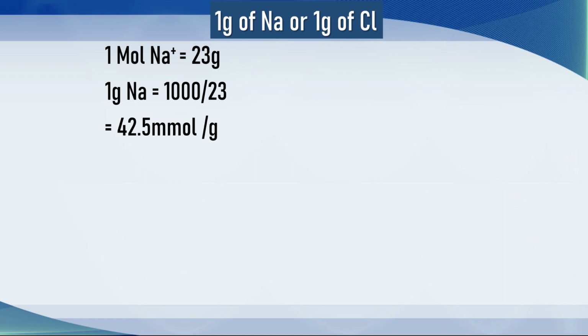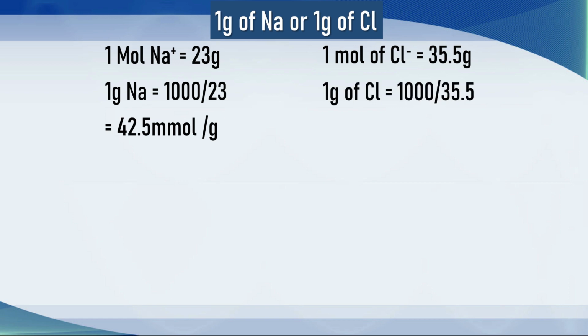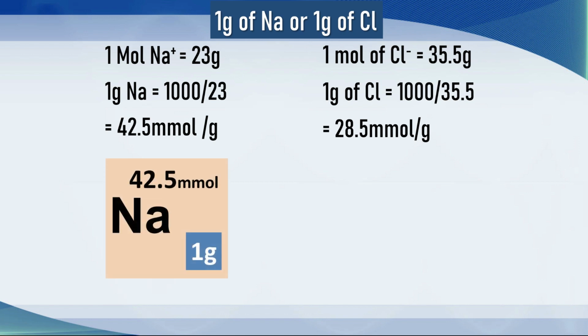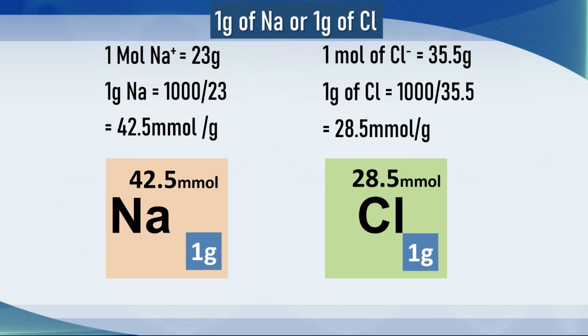Remember this because sodium is one of the most abundant cations in the body, and we will revisit it multiple times. For chloride, we know that its atomic mass is 35.5, and 1 gram of chloride is 1000 divided by 35.5, and that works out at 28.5 millimoles per gram. So 1 gram of sodium contains 42.5 millimoles, and 1 gram of chloride contains 28.5 millimoles.